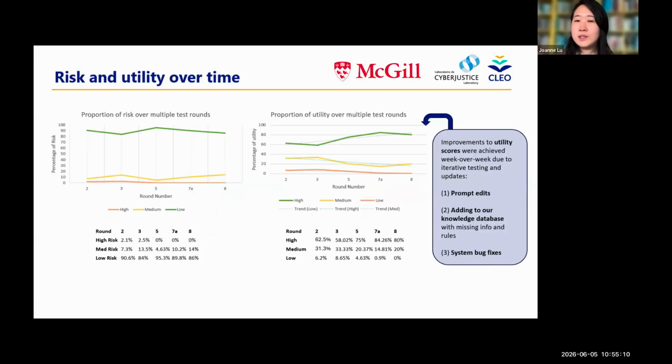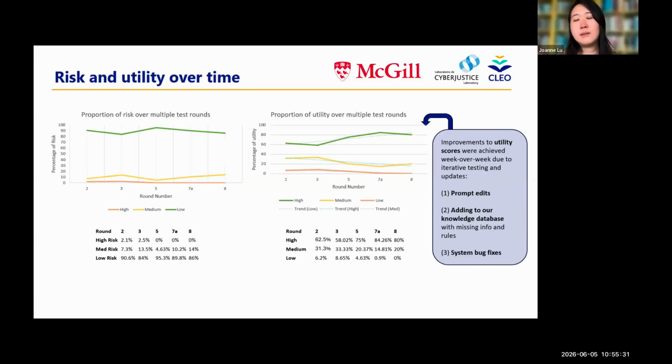So at a high level, in terms of risk and utility over time, the proportion of risk over multiple test rounds remained quite consistent. But as you see in the green line over here, which signifies high utility, the proportion of utility improved quite a lot over multiple test rounds. And this is due to the iterative nature of our testing in collaboration with McGill.